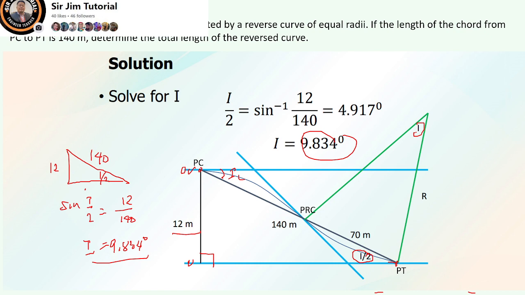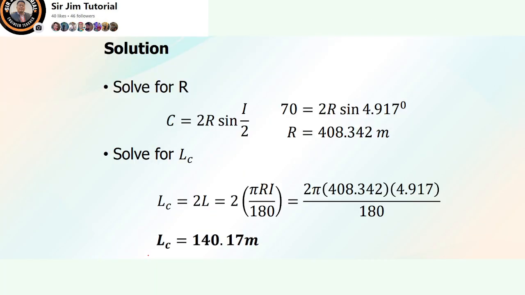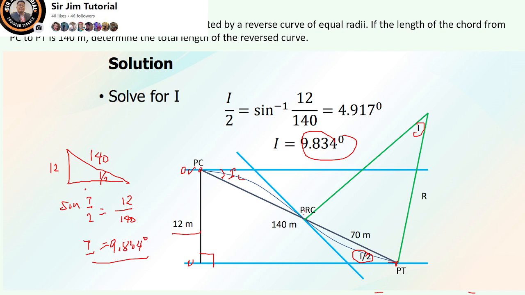You can check. So the question, what is the total length of the curve of the reverse curve? We have this formula, right? C is equal to 2R sine I over 2. You can see here that C, we consider this chord of the first one. This is the same with the other one. They are the same. So we just consider this one curve because they are the same in radius. So this is the C, which is 70.